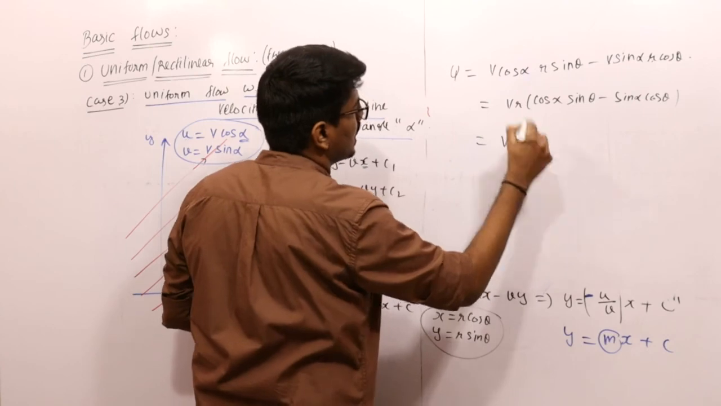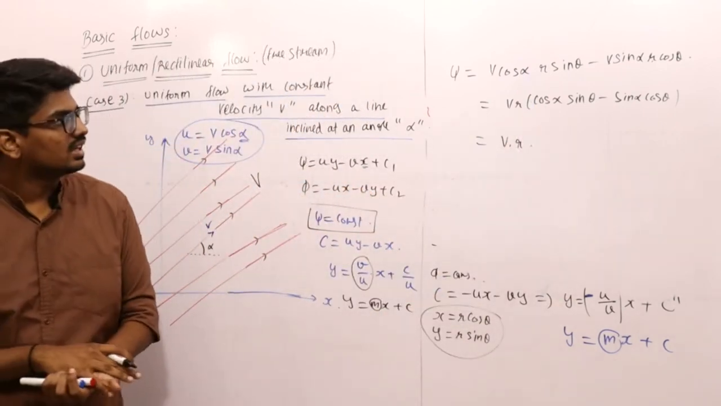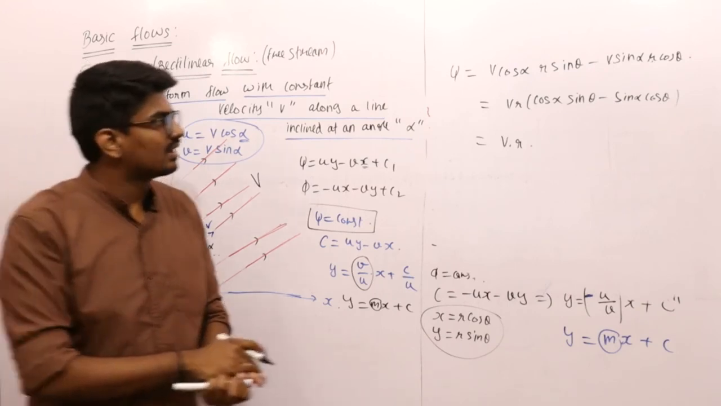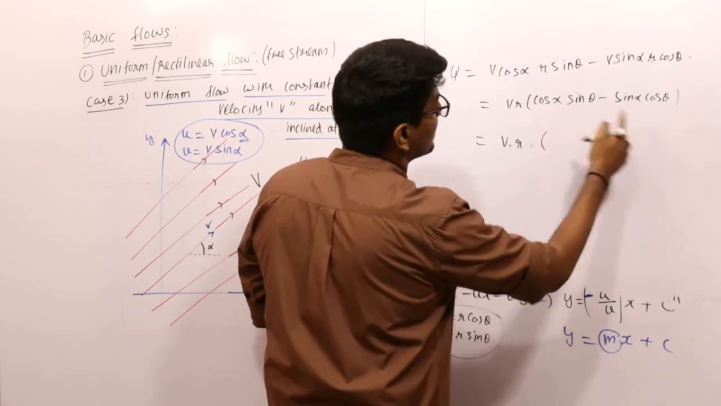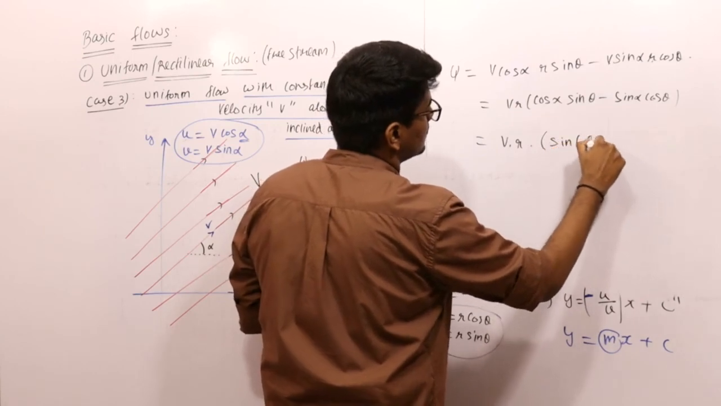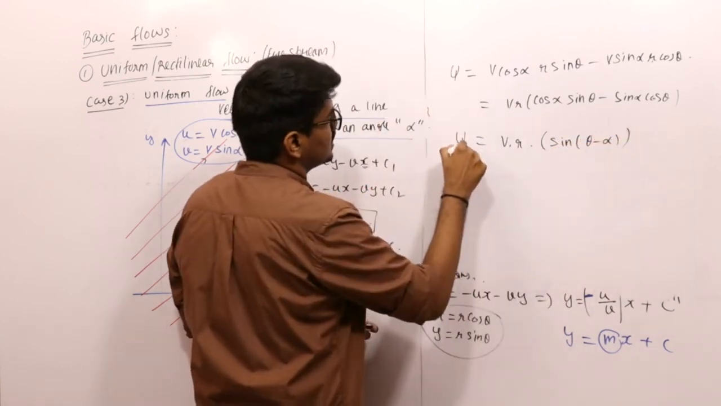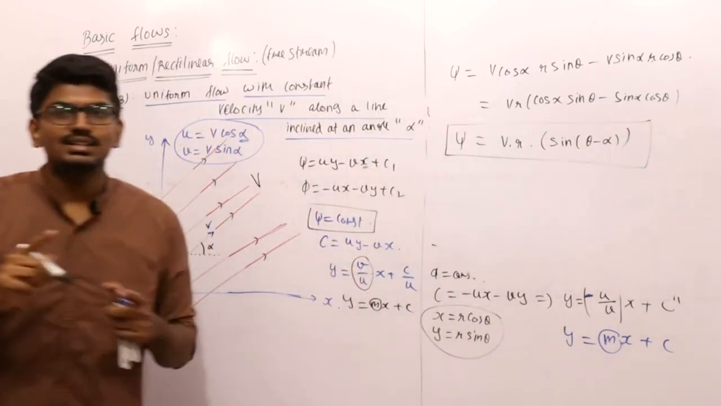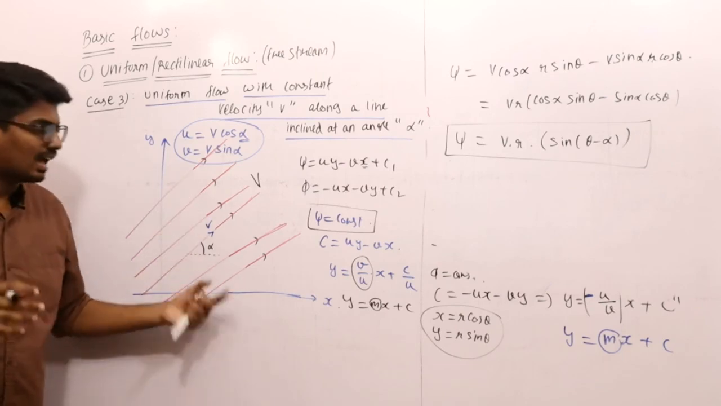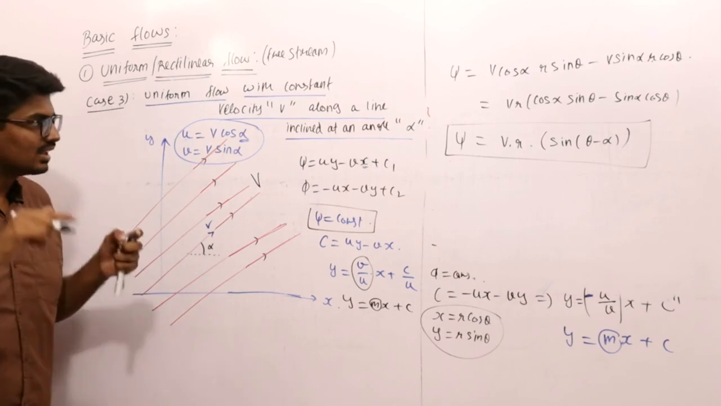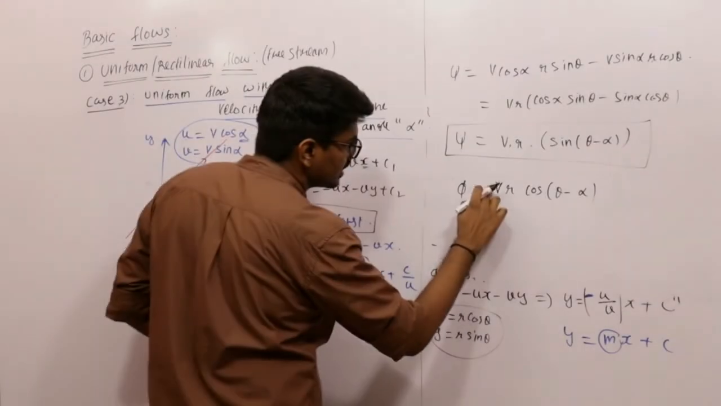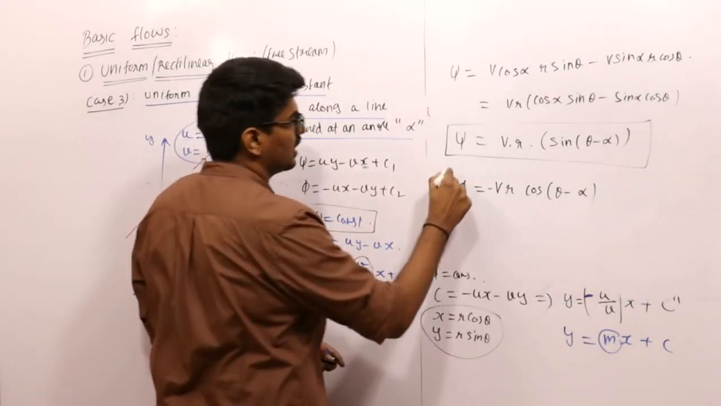So v into r into, what is this cos alpha sin theta minus sin alpha cos theta? That is the sin a minus b formula. So I can write it like sin theta minus alpha. So this is my psi, where theta is angle between position vector and x-axis. Alpha is angle between velocity and x-axis. Similarly, if you substitute x and y, I will get phi as minus vr cos theta minus alpha.